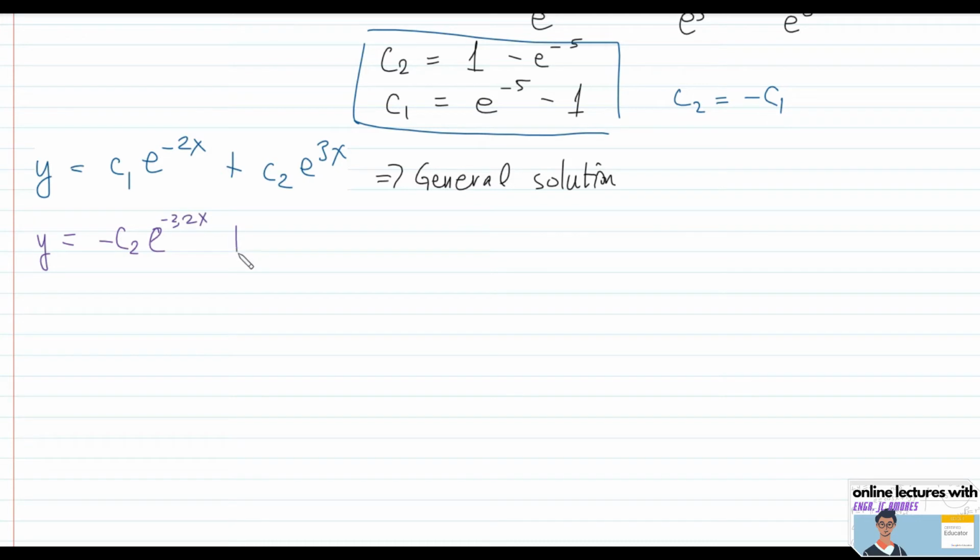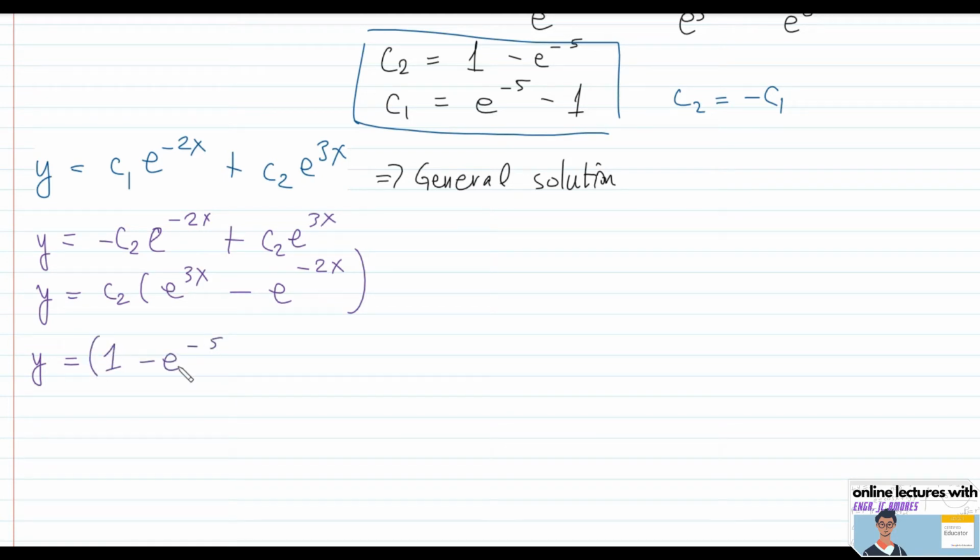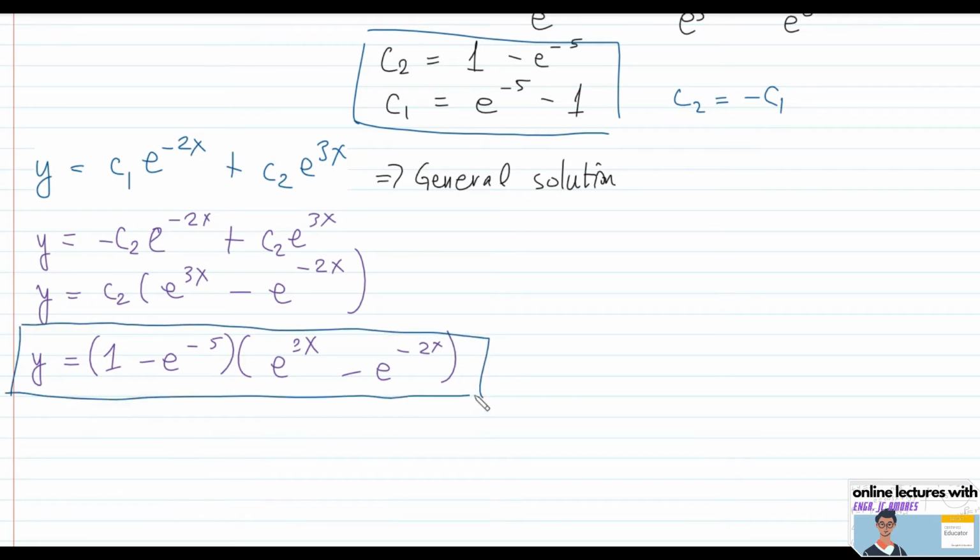So this would be negative c sub 2 e raised to negative 2x, plus c sub 2 e raised to positive 3x. So I can now factor c sub 2, and I'll have e raised to 3x minus e raised to negative 2x. And simply substitute c sub 2. So I will now have as my final answer 1 minus e raised to negative 5, quantity times the quantity e raised to 3x minus e raised to negative 2x. And that would be the particular solution.